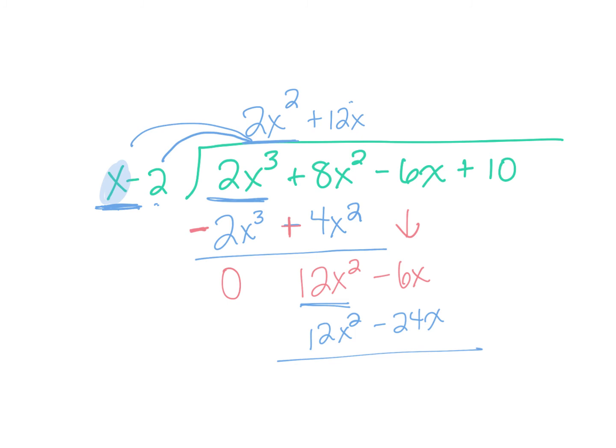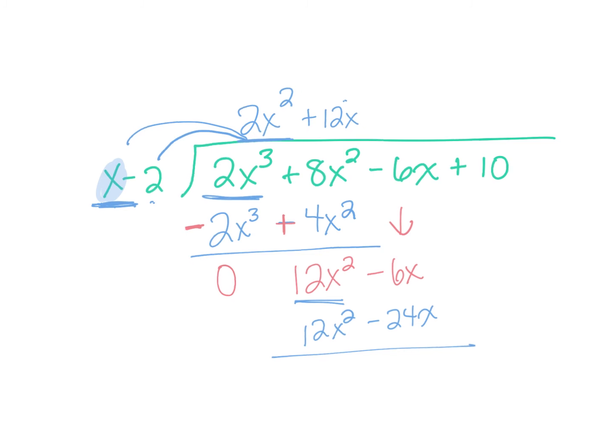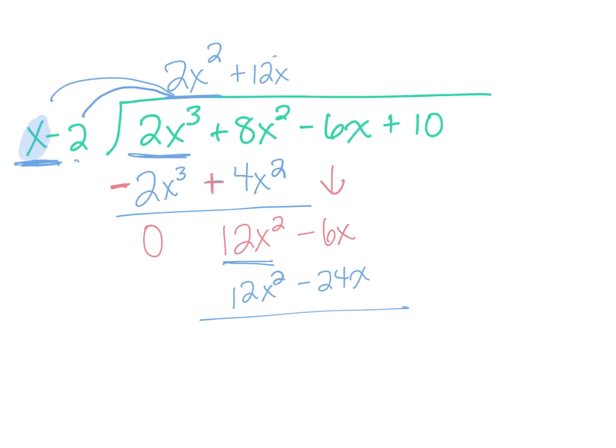And once again, this is the key step. At this point, we have to remember we're going to switch this sign. So we're going to change this to adding the opposite. So I'm going to put a negative here. And this I'm going to switch to its opposite sign. And I'm going to add these values together rather than subtracting. But in this case, we have a positive 24 and a negative 6. So that gives me an 18x. And I'm going to bring down this 10.